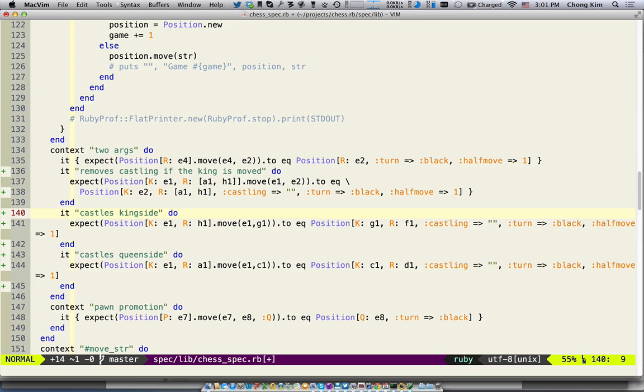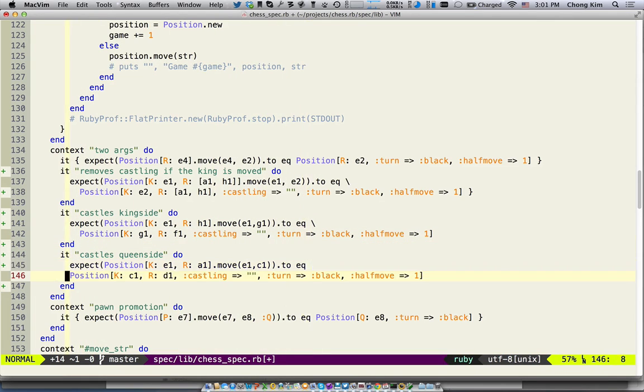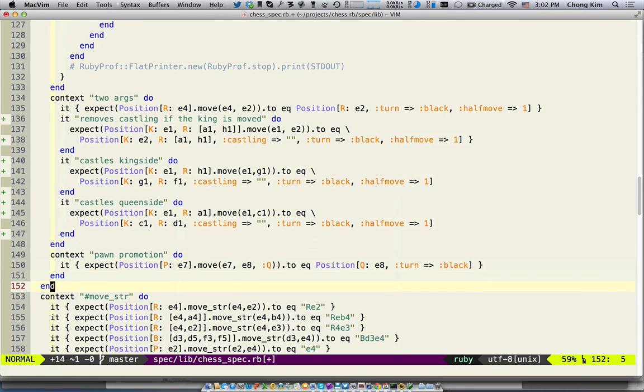All right. Makes it a little bit easier to read. This one's a little bit long, so I'm going to break this out as well. All right. And this one's kind of long too. All right. So this way, at least you can see the position all in one row like this. Okay. Pawn promotion. Oh, actually, pawn moves.